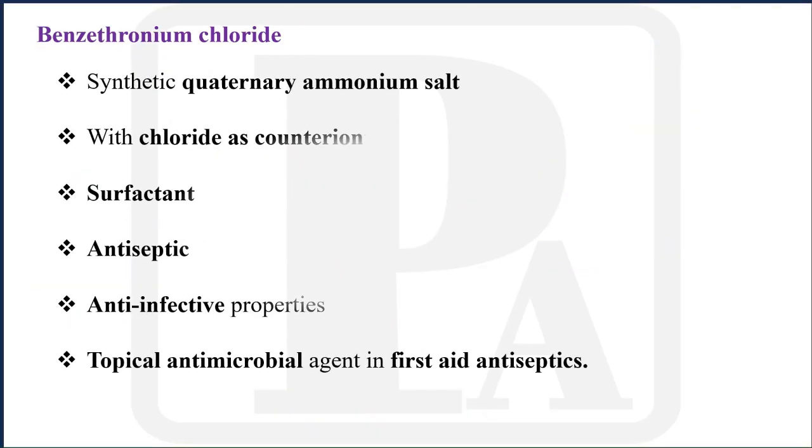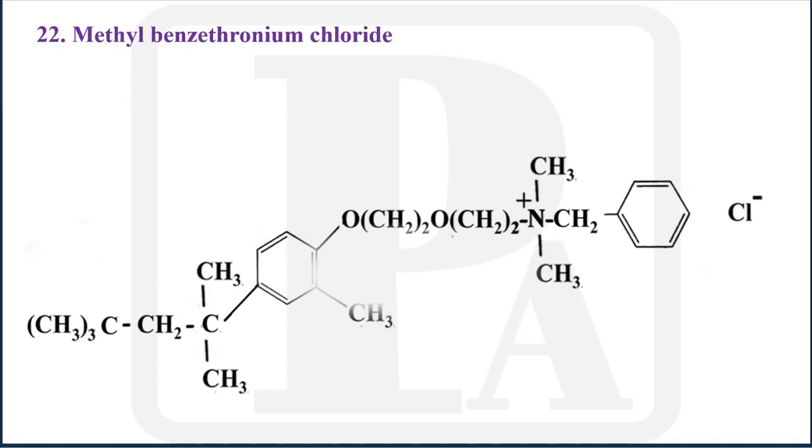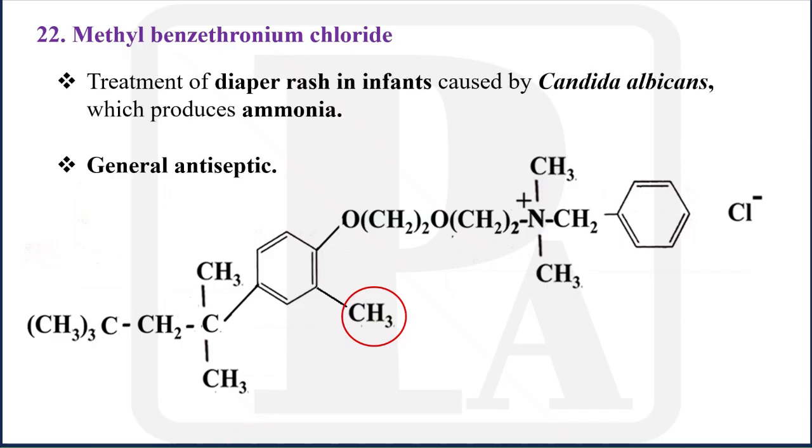This is a synthetic quaternary ammonium salt with chloride as a counter ion, used as a surfactant and antiseptic, and it has anti-infective properties. It is used as a topical antimicrobial agent in first aid antiseptics. The next drug is called methylbenzethonium chloride. Everything is the same as benzethonium chloride, but an extra methyl is there. The second position is connected to methyl, hence methylbenzethonium chloride. It is used in the treatment of diaper rash in infants caused by Candida albicans, which produces ammonia, and as a general antiseptic.